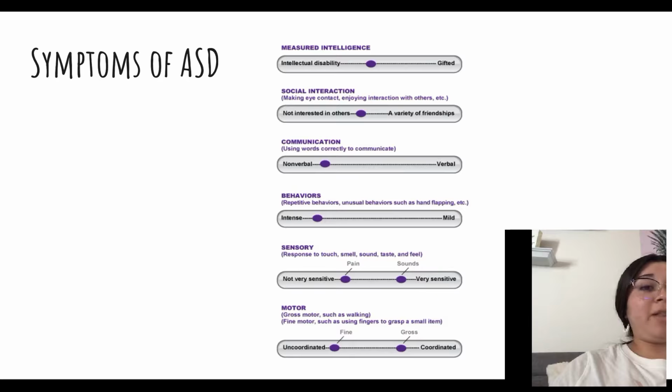Now let's talk about the symptoms of ASD, which are typically shown before the age of 3. Here is an example of the range of symptoms provided by the CDC, which contains intelligence, social interaction, communication, behaviors, sensory, and motor. These symptoms vary from person to person.